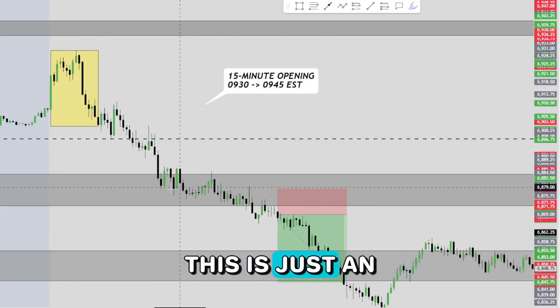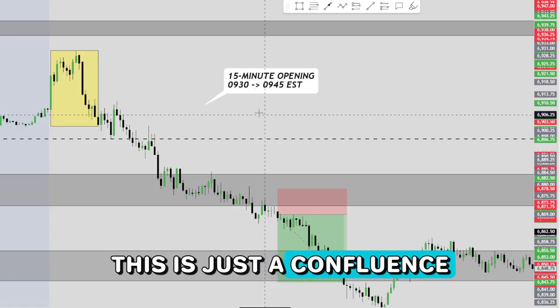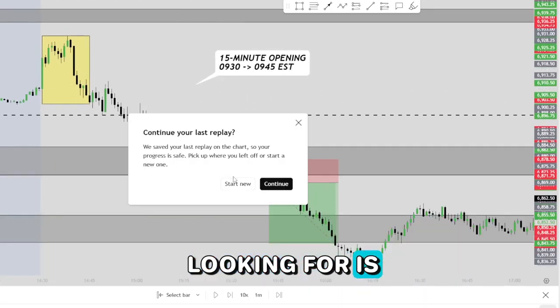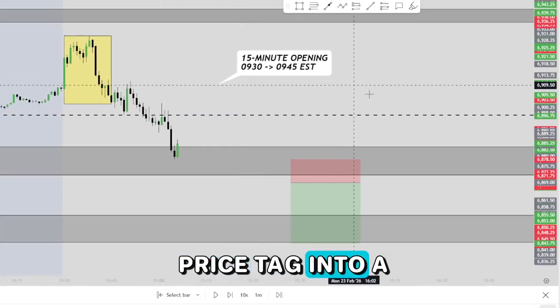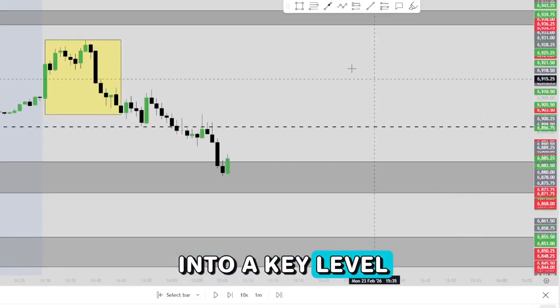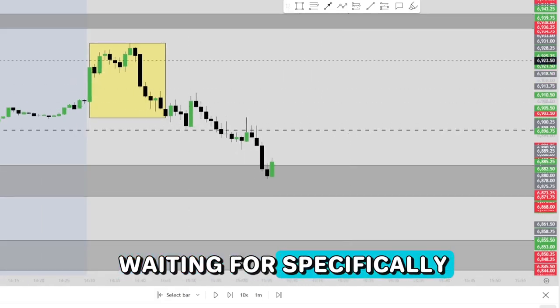This is just an indication, just a confluence. But once you have your 15-minute range break, the next thing you're looking for is you want to see price tag into a key level. Now, when price tags into a key level, what is it you're waiting for specifically?